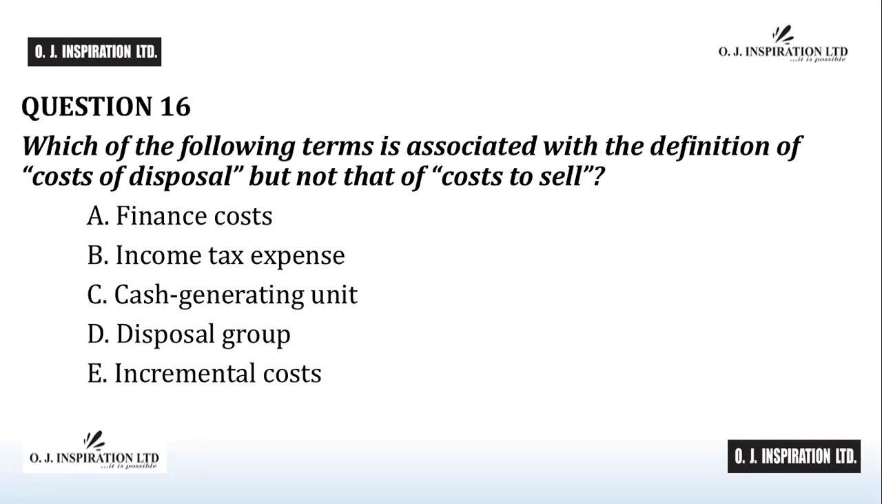Question number 16. The answer to question number 16 is C, cash generating unit. Cost of disposal is defined as incremental cost directly attributable to the disposal of an asset or cash generating unit, excluding finance cost and income tax expense. Cost to sell is defined as incremental cost directly attributable to the disposal of an asset or disposal group, excluding finance cost and income tax expense. Cash generating unit is a term used in the definition of cost of disposal, but not contained in the definition of cost to sell. C is the answer to question number 16.